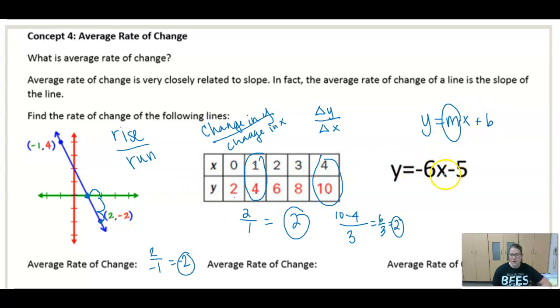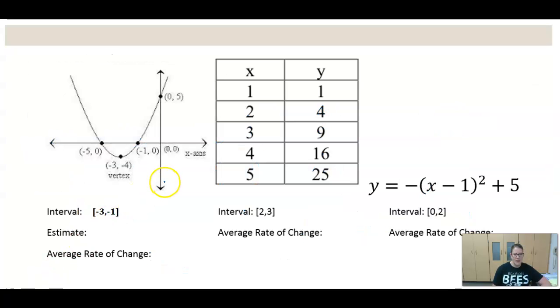And then lastly, the equation, because this is already in slope-intercept form, I can see that the slope, or the rate of change, is -6. So let's go ahead and take a look at the other one.